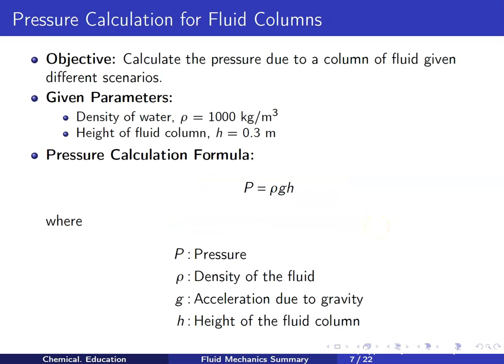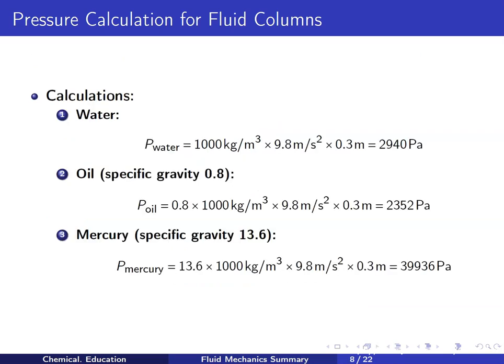Now pressure calculation for fluid columns. So now if same height but different density is there, so what will be the pressure? So we know the pressure formula: P is equal to rho gh. P is pressure, rho is density of the fluid, g is acceleration due to gravity, h is height of the fluid column. Now here if we take the water and if height is 0.3 meter, so from the relation P is equal to rho gh, we can easily calculate what will be the pressure at the bottom of the water. That height is 0.3 meter, so that will be 2940.